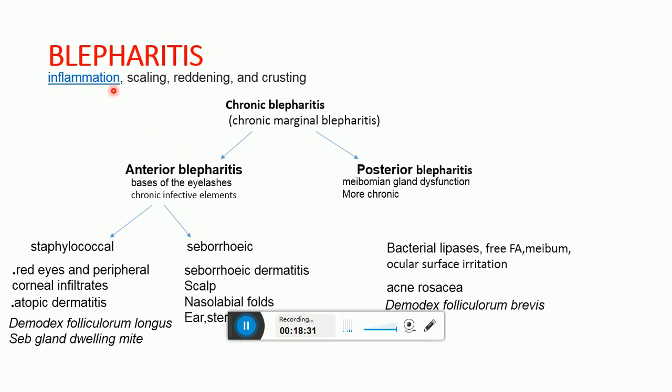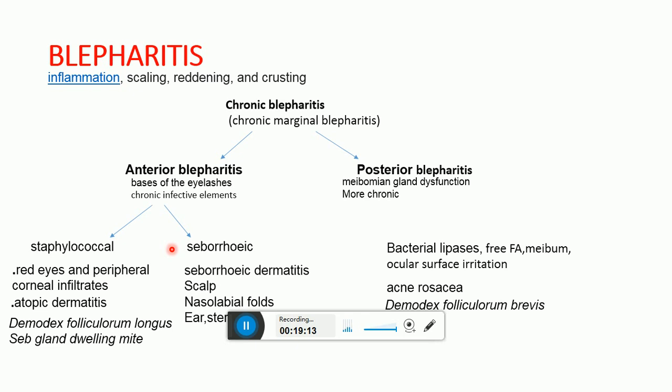In blepharitis, there is inflammation, scaling, redness and crusting of the eyelid margin. Chronic blepharitis is divided into anterior and posterior. The anterior blepharitis affects the areas surrounding the base of the eyelashes, while the posterior blepharitis is caused by Meibomian gland dysfunction, with altered Meibomian gland secretions. The anterior blepharitis may be staphylococcal or seborrheic.